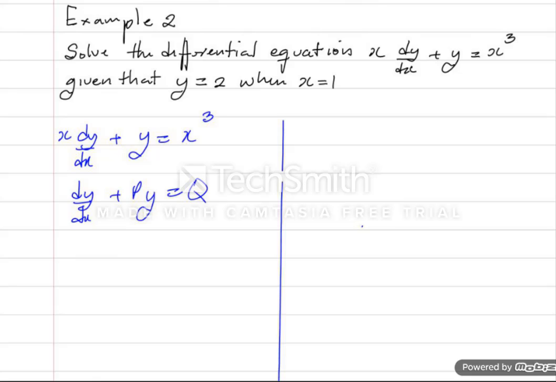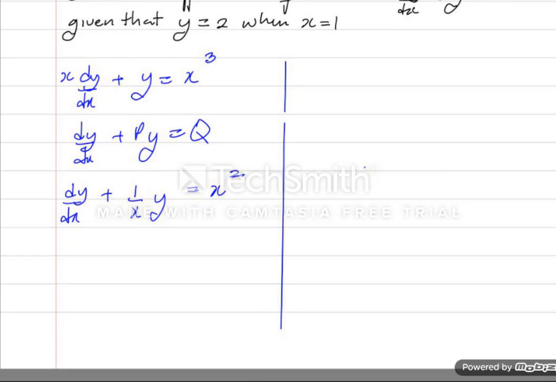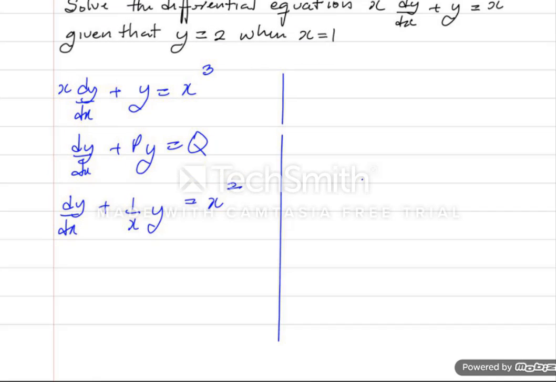So, therefore, let's divide the entire equation by x. If we do that, I'm going to get dy by dx plus 1 over x y is equal to x squared. I divided the entire equation by x, so now it is in the form that I want. Now my p is equal to 1 over x, and q is equal to x squared.